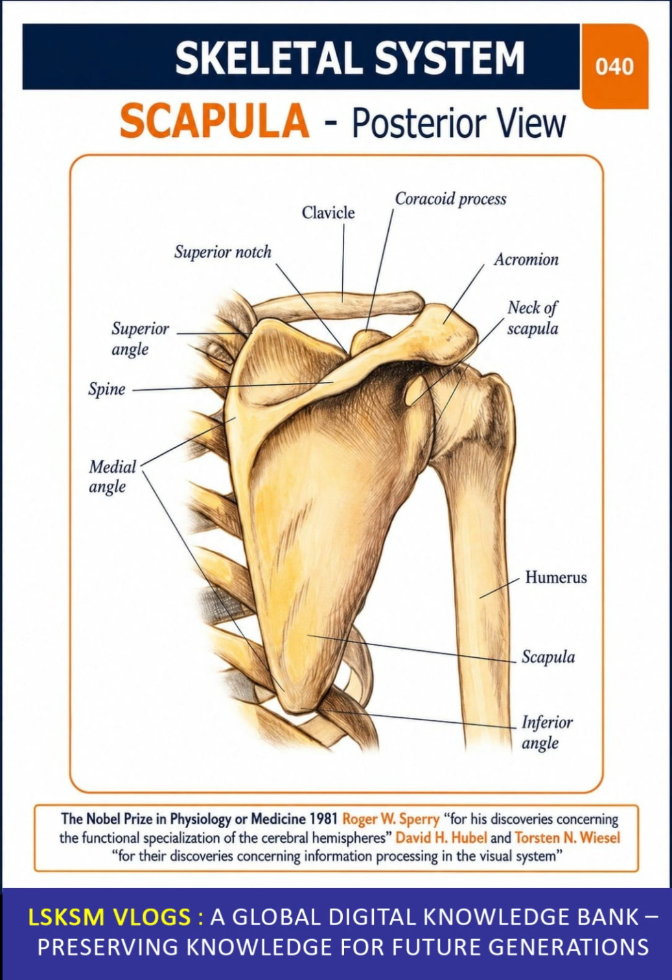Scapula, posterior view. The posterior surface shows the spine of the scapula, which divides it into two regions. It serves as an attachment site for shoulder muscles.